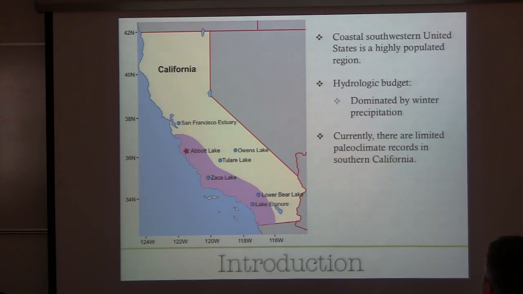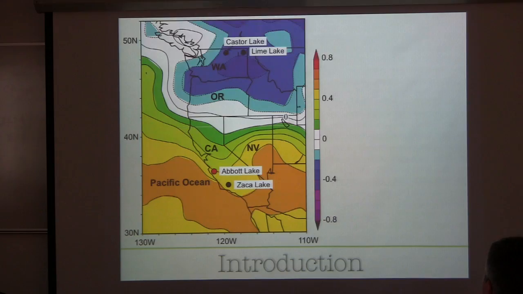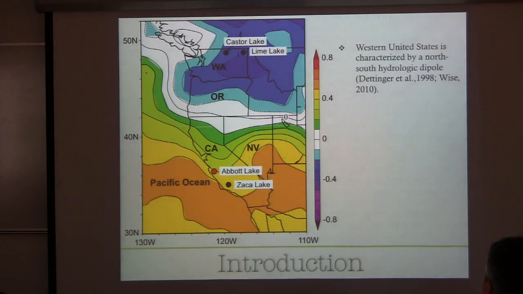Now, currently, there are limited paleoclimate records in Southern California. They're shown by the blue dots. And you can see that there's this gap in the coastal central California region. But our site, Abbott Lake, fills this gap and allows us to extend the knowledge of hydrologic variability along the coast of California. In addition, this region is characterized by a north-south hydrologic dipole.